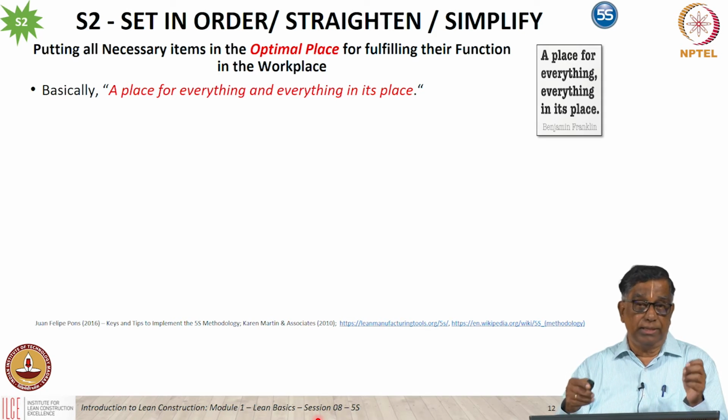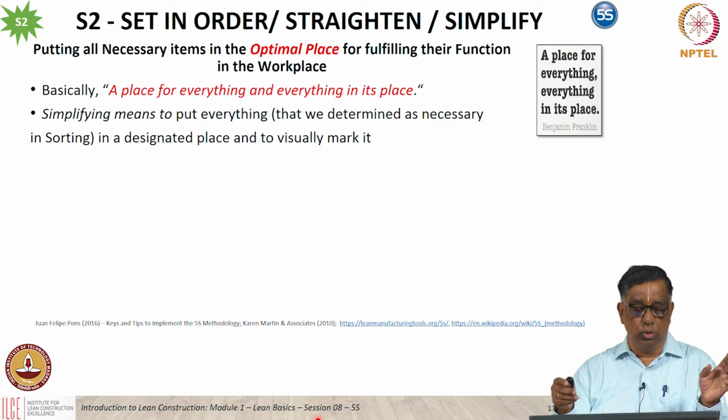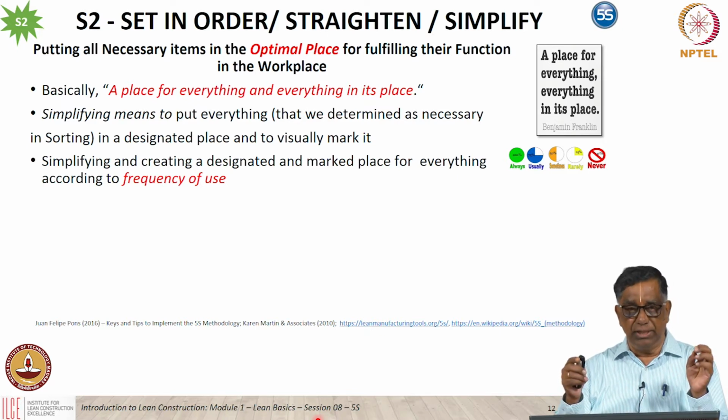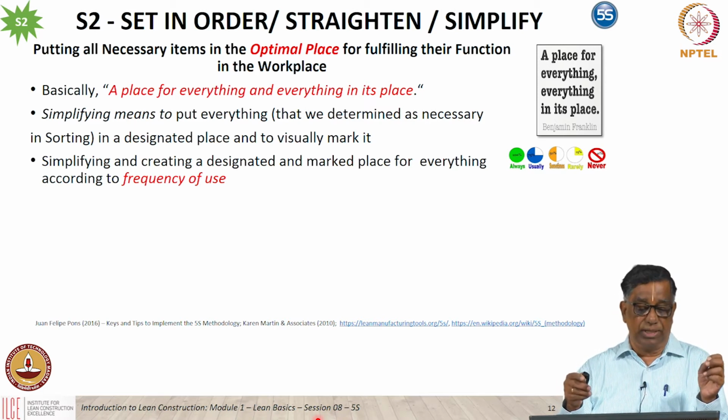That is, whatever items you determine in the first step, the first S, as something which is required, that has to be kept in a proper place in the site. So the favorite phrase we say is a place for everything and everything in its place. That's the key to the whole thing. So we simplify the way we keep everything at the site. We are able to access it immediately. That means we need to have a designated place for whichever items you determine as required in the near future, and keep it in the right place. And whenever you take it out for usage, please remember to put it back in the same place.